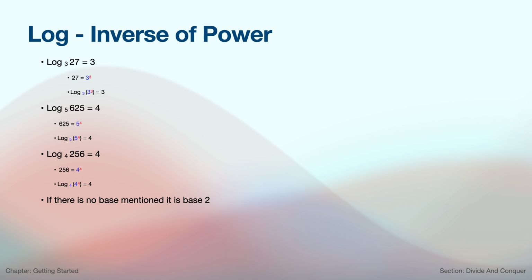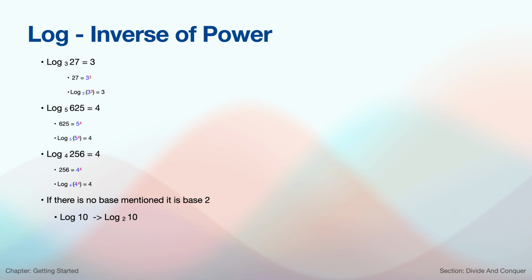And one more thing here: when there is no base mentioned in a log, it implicitly means the base is 2. When we say log n base 2, we mostly won't mention the 2 there. It will simply be written as log n. For example, when I say just log 10, it means log 10 base 2. This we have to remember.